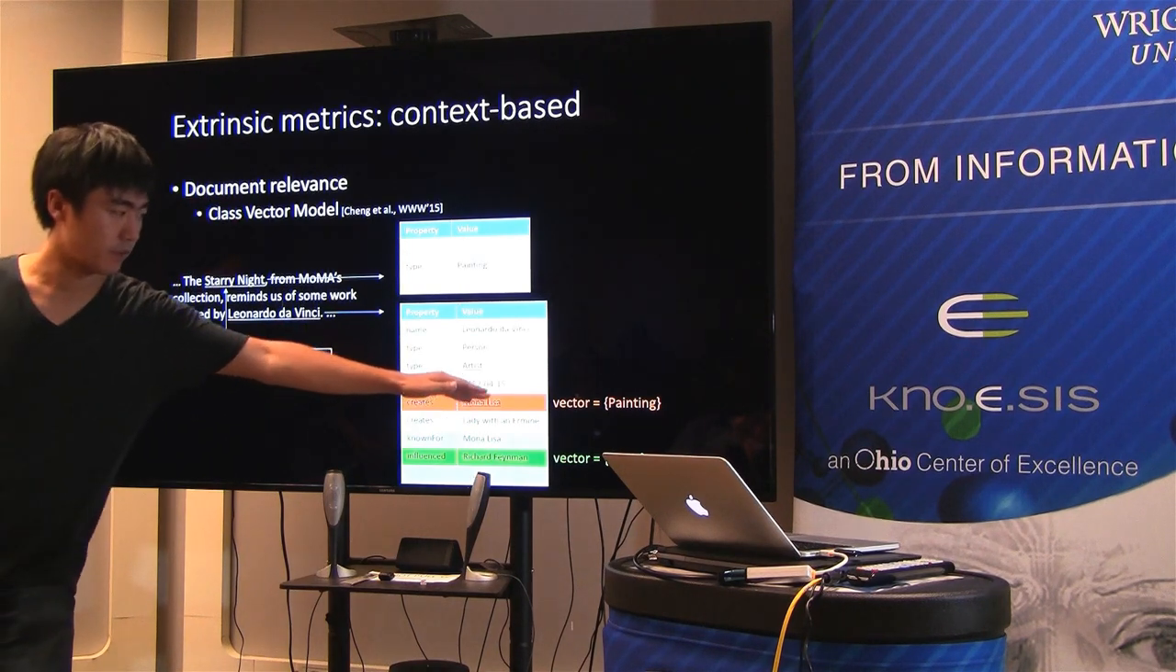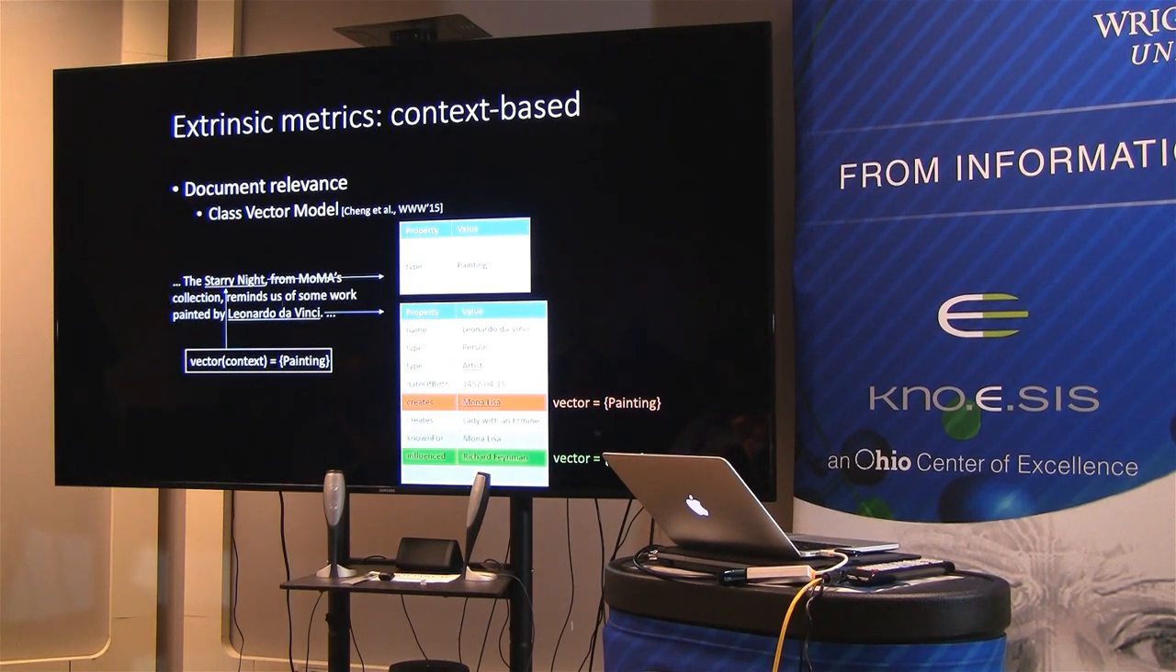So such a property value pair might be more interesting to the readers that are reading this document about paintings. So that's a basic idea. It's another example of a context-based summarization.